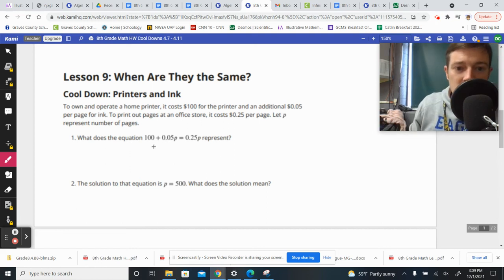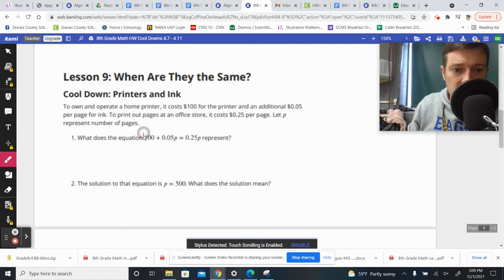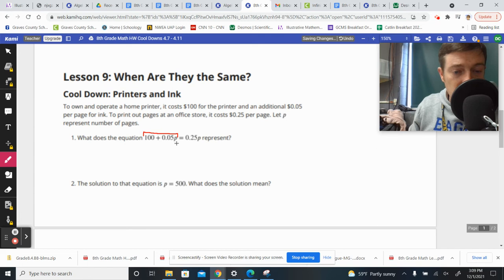What does the equation represent? Well, the left side over here represents you spending $100 on a printer and then also adding to that price 5 cents per page that you make a print of. So this would be the fact that you own your own printer and you can print out your own copies. On this side over here, they've set up based on the pages that you're going to pay 25 cents for every page. This would be that you go to the store and you're having them print them out for you and you're just paying a quarter per print. All right, that's what this represents.